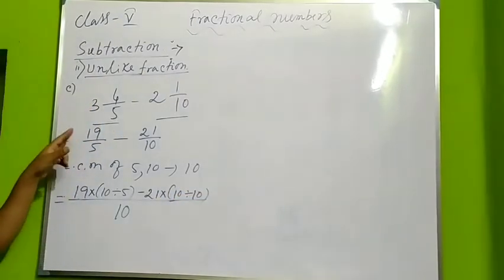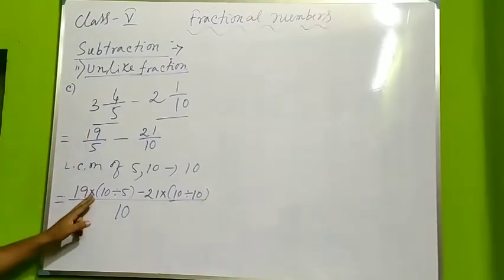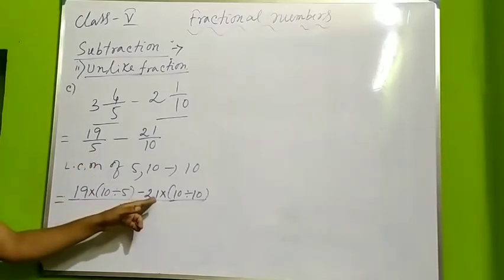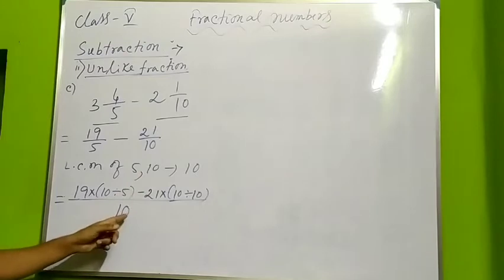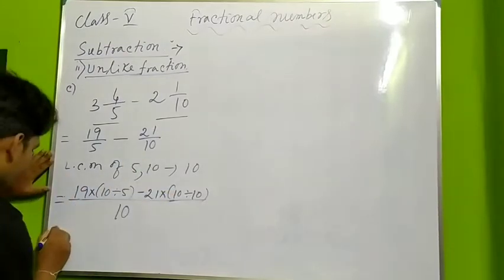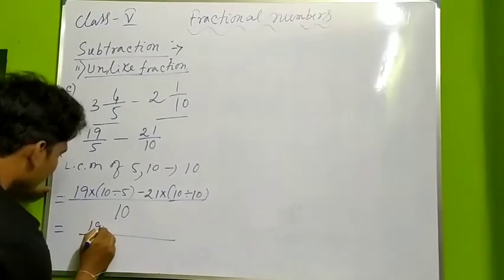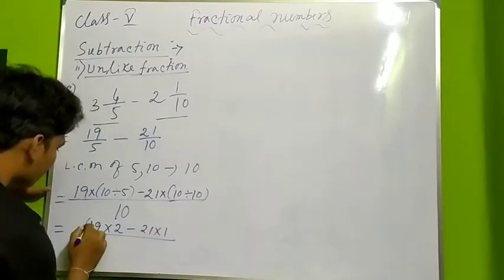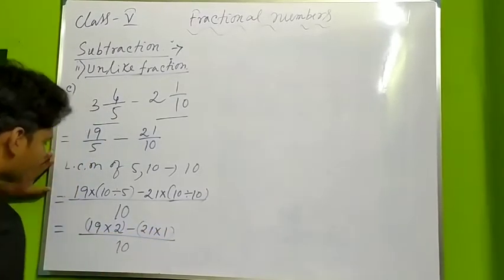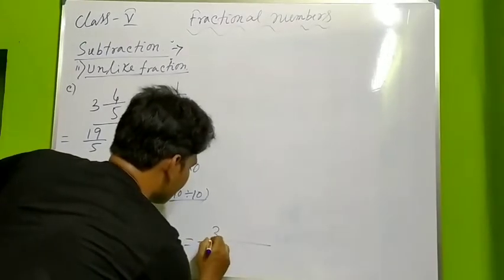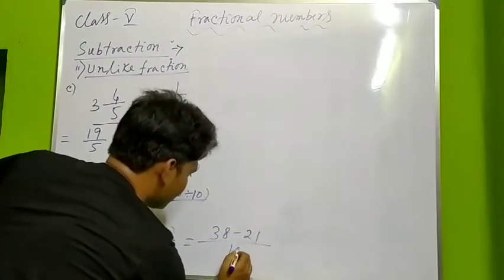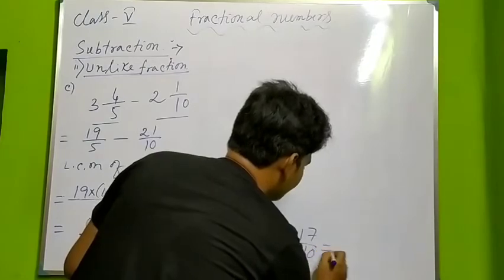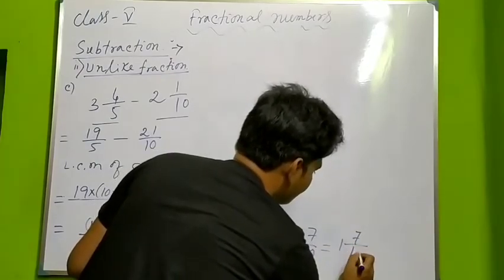Okay. So here the 19, the numerator of the first fraction, is multiplied by 10, that is the LCM, divided by the denominator. Here also we have done the same thing, 21 multiplied by the LCM divided by the denominator of this fraction. So we get here 19 into 2 minus 21 into 1. Okay. By 10. So we get here 38 minus 21 by 10. And we get the same answer, 17 by 10, which we can write as 1 as a whole, 7 by 10.